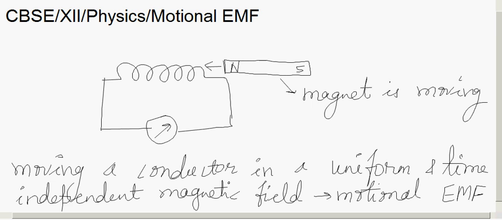Now we will derive an equation depending upon the velocity of the conductor, the magnetic field, and the length of the conductor. And we'll see how we can measure the induced EMF using these quantities. First we will write a question, and based on that we'll derive the equation.